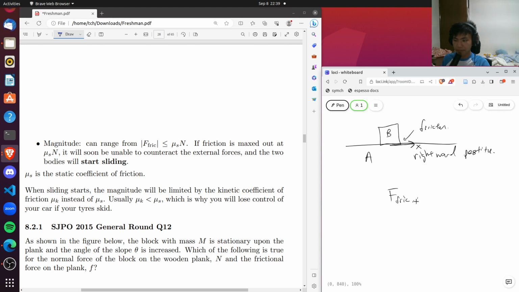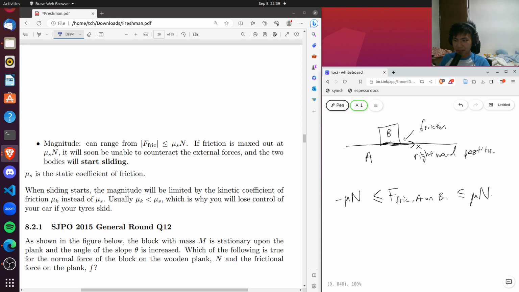A on B, right? So this is the force on B caused by A, caused by the friction between A and B. Okay, so the force A on B is bounded between two bounds. On one hand, there's mu n, and the other hand, there's negative mu n.